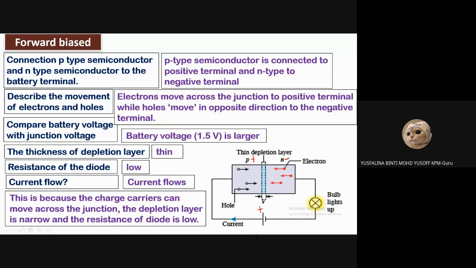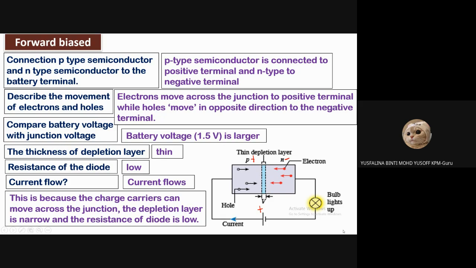In this one, positive goes to positive. Same charge means it will repel. It will push the P-type, and this one also will push because it gives the same charge. When they push each other together, what happens to the depletion layer? It will become thin. A thin depletion layer means low junction voltage. Low junction voltage means the electron can move to the hole and the hole can move to the electron, so the current can flow.